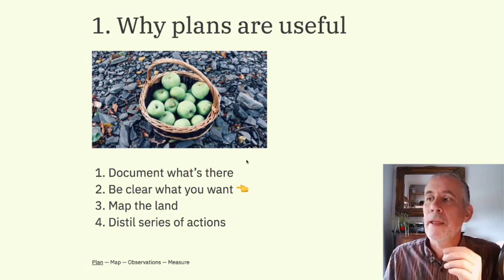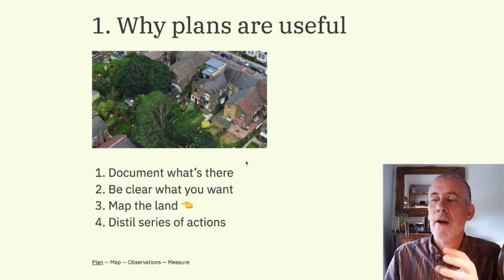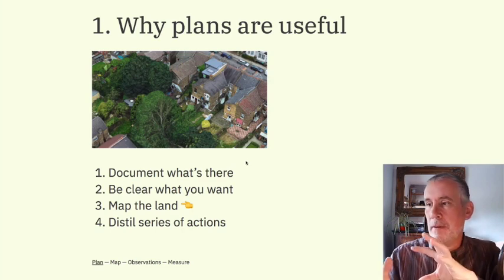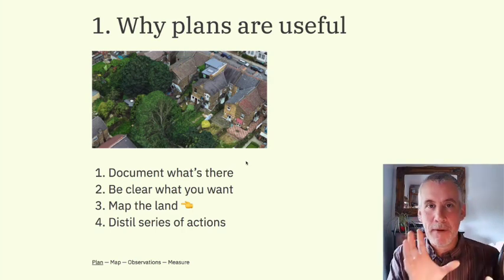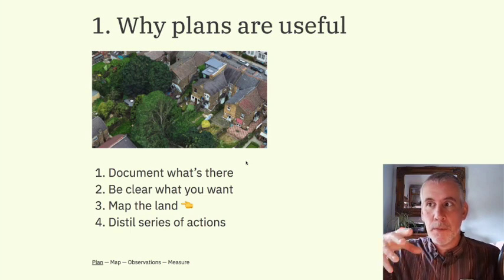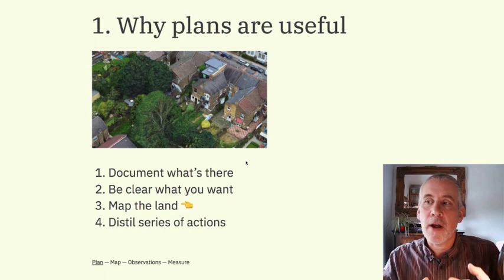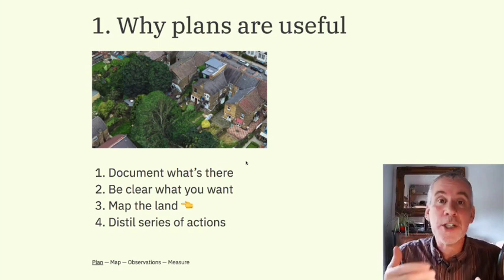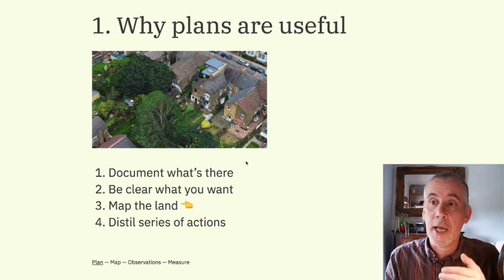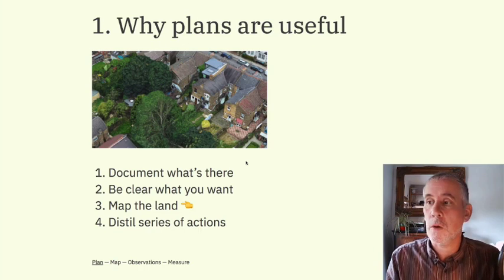And then once you've done that, you map the land. You create a map of the land. You put the observations onto the map, and then you integrate your wish list into the map as well, and see how you can do things and whether things are practical or not.